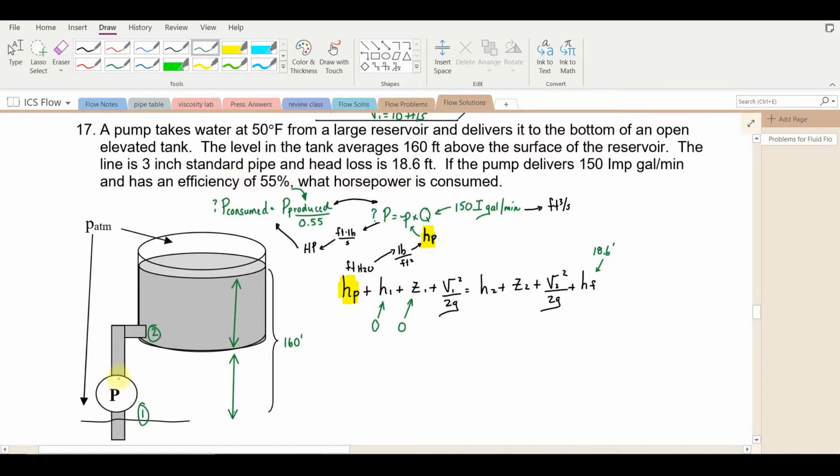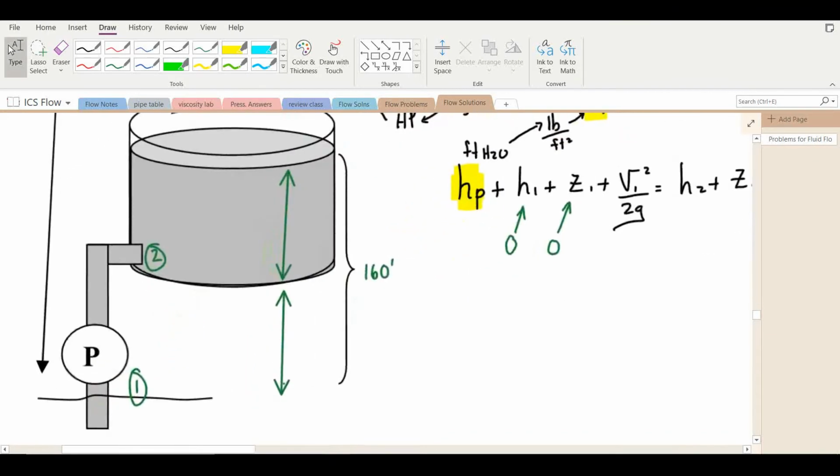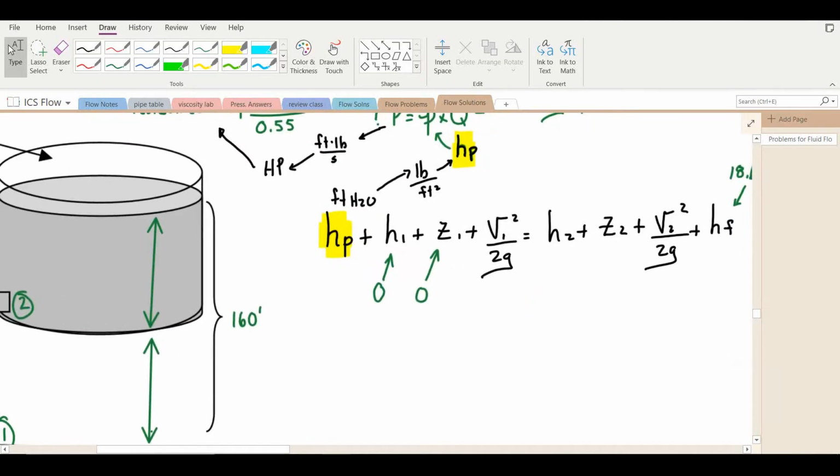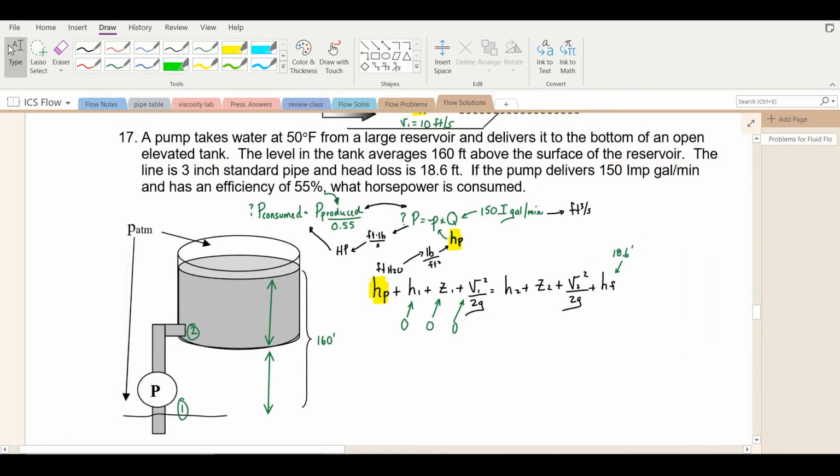You might think, well, we could calculate the velocity in this pipe, and yes, we could, but that's not the point. The point is, what's the velocity at the starting point, and that would be essentially 0. It's starting from 0. It doesn't have any velocity to begin with. In a large reservoir, the velocity is 0. So we're getting rid of a lot of our terms here.